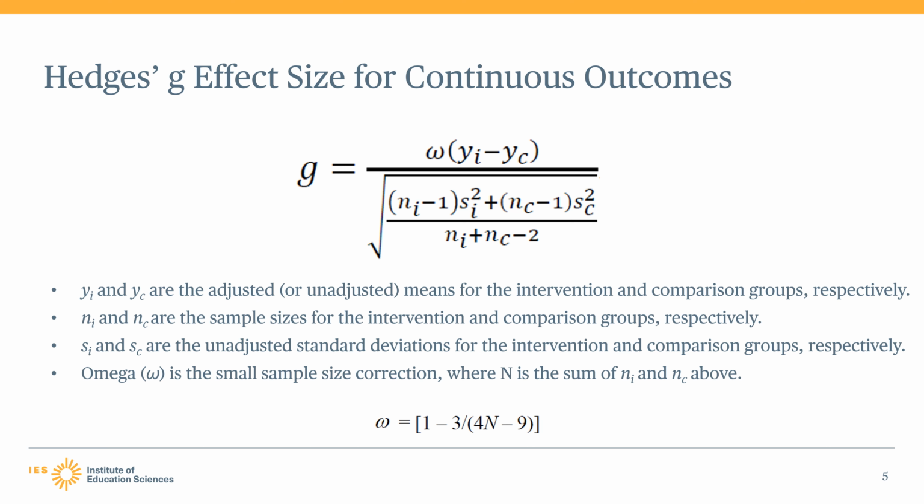Notice the omega included in the numerator. This is a small sample size correction. Without it, the effect size estimate will be upwardly biased in small studies. This formula, and in fact all of the important formulas that the WWC uses, is available in the WWC Procedures Handbook.